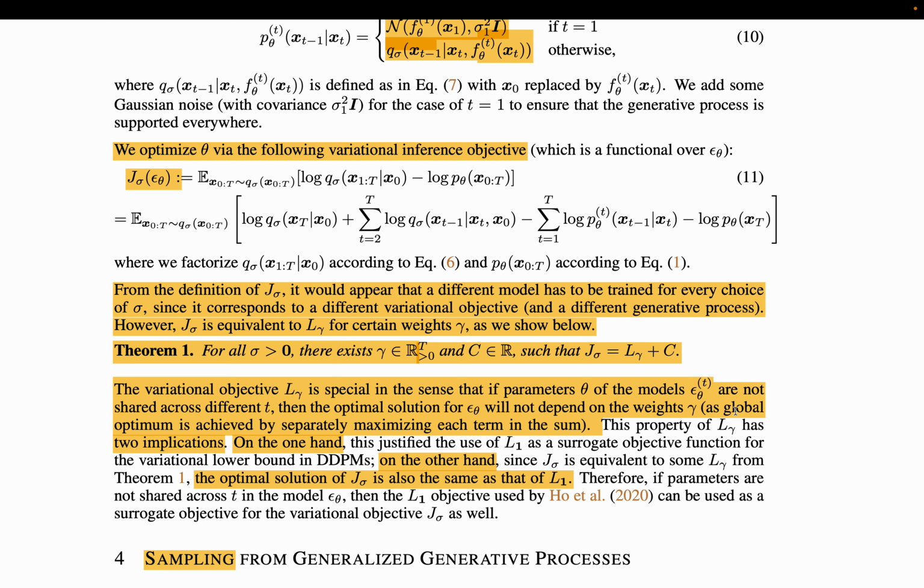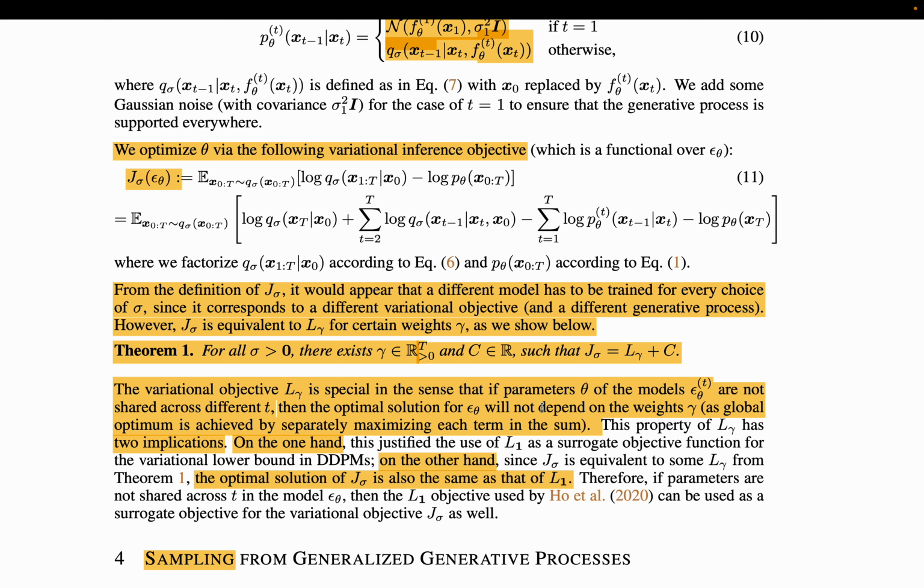Maybe I can state the property, but you can read it later. If the parameters are not shared across different time steps t, then the optimal solution will not depend on the weights gamma. That means if you ensure that, you can choose any weights gamma and you will have the same global optimum. That's why in DDPM they just choose L1: they put 1 for every time step, because it leads to the same global optimum.